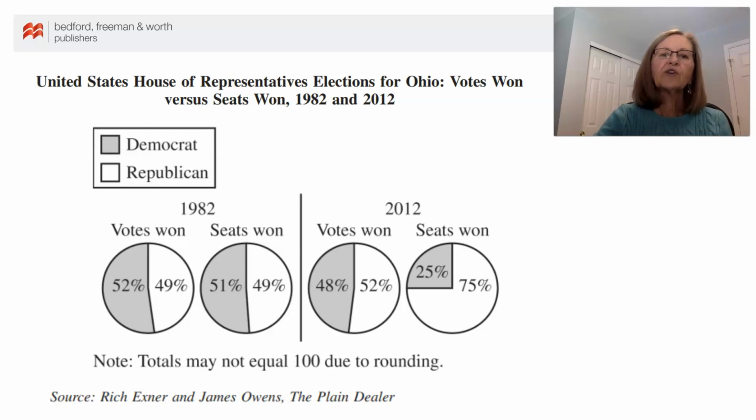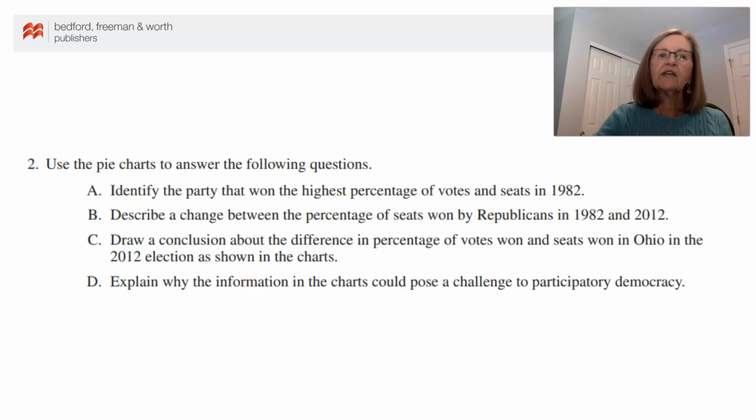There are 4 parts to the quantitative FRQ. Part A requires students to identify information from the data. In this case, Part A states, identify the party that won the highest percentage of votes and seats in 1982. Remember that identify is a simple answer without elaboration. In this case, a good answer to Part A is, in 1982, the Democrats won the highest percentages of votes and seats. Make sure your students refer specifically to the data provided.